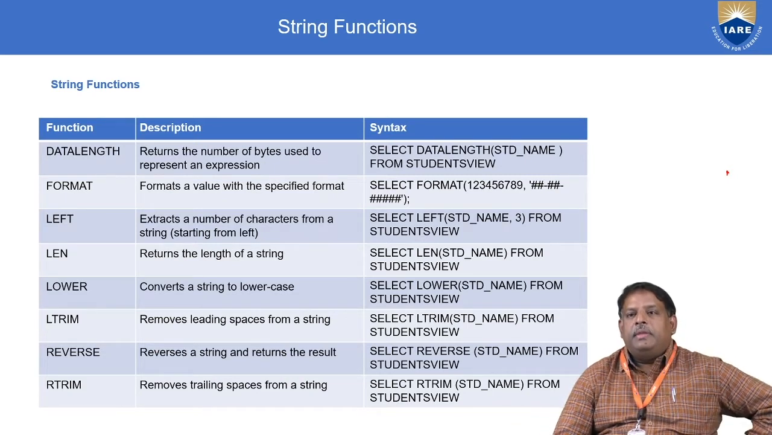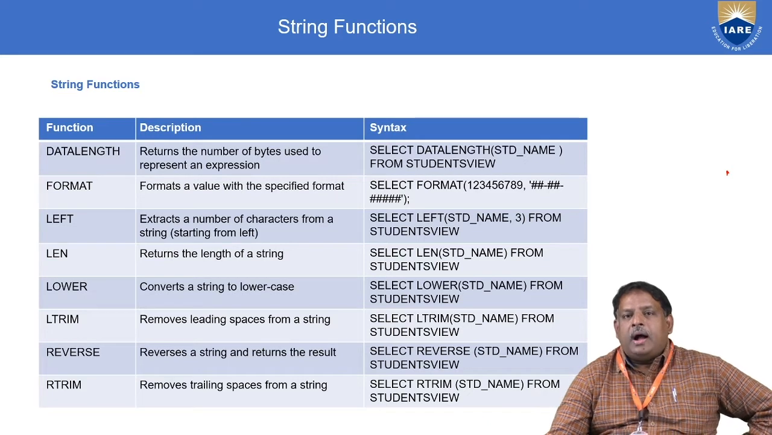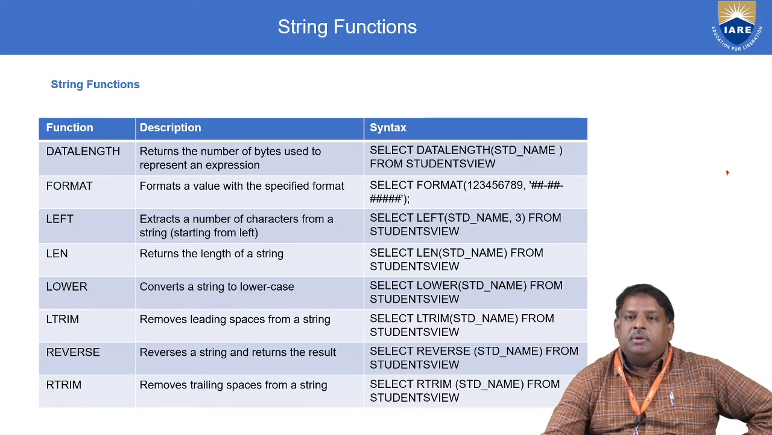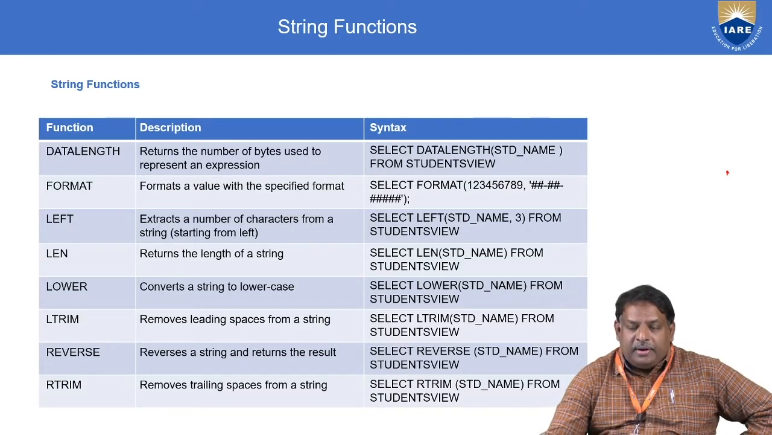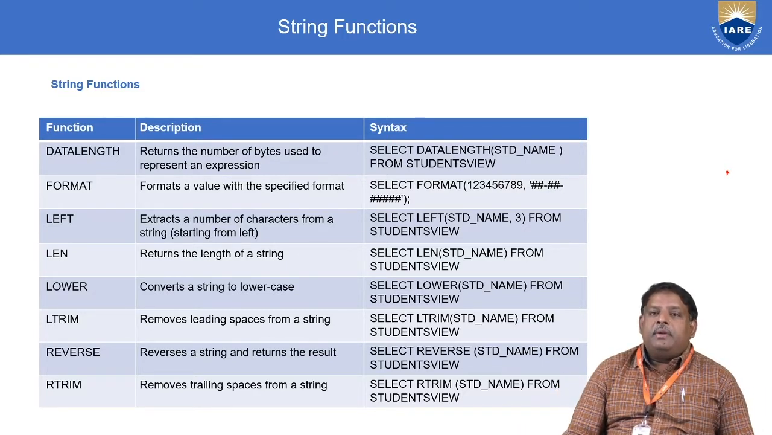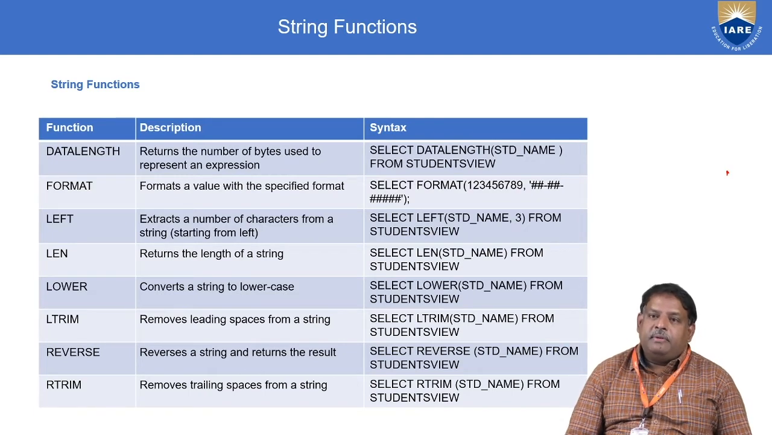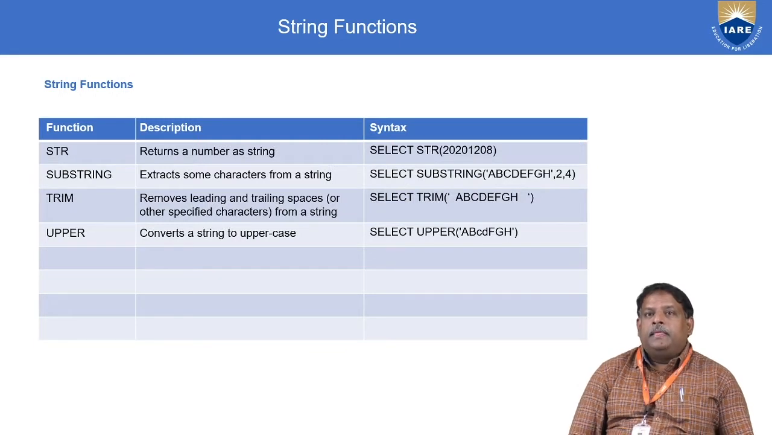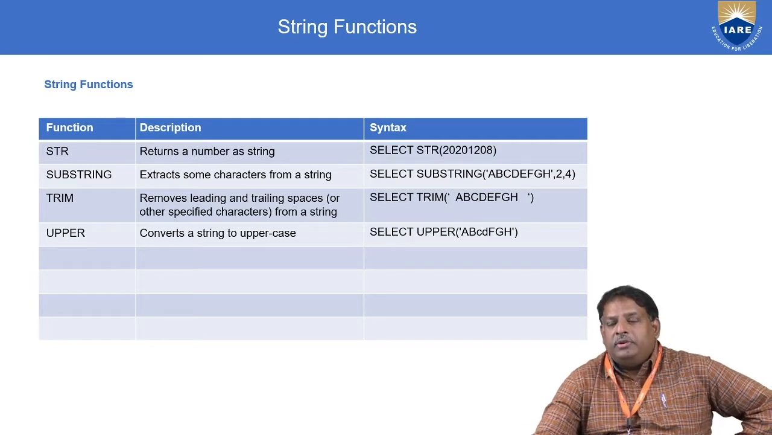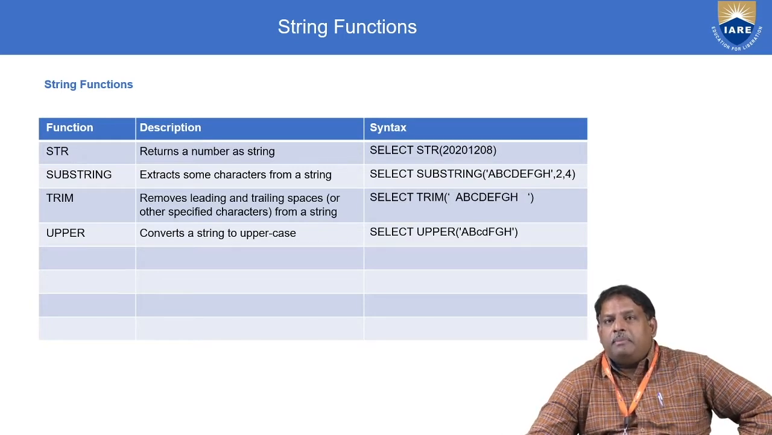Like you have seen LTRIM, there is also a corresponding RTRIM. It will remove the trailing spaces from the string. LTRIM removes the leading spaces on the left-hand side, but RTRIM will remove the trailing spaces from the right-hand side. The STR function will convert a given value into a string data type. Select STR of 20201208 will give me the value in string format.